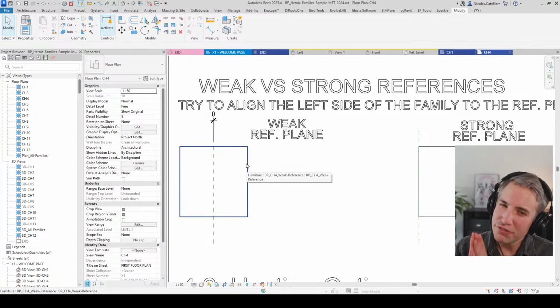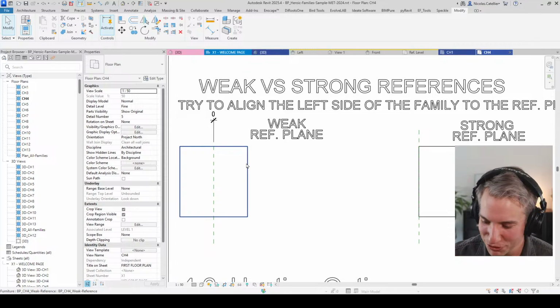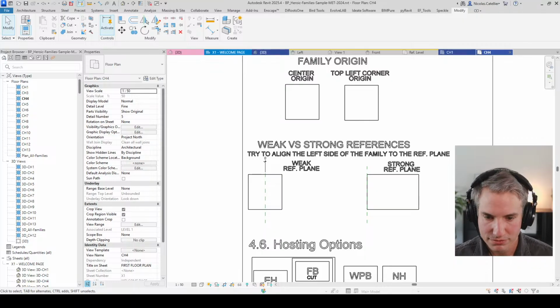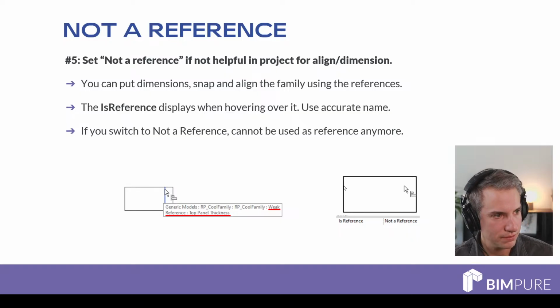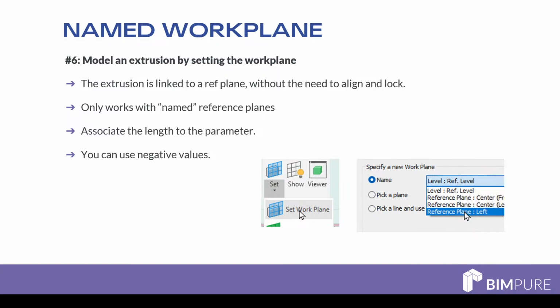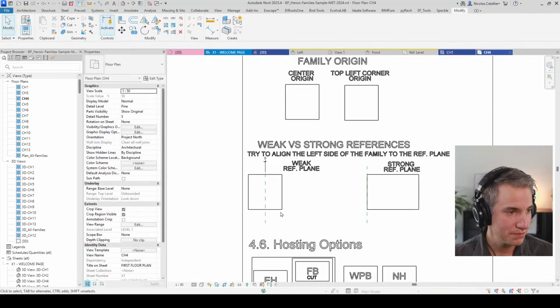So whenever I finish a family, I always ask myself which reference planes might be used inside of the project for dimensioning or aligning, and which ones are not helpful for that. And I set them to not a reference. Okay, and yeah, remember to put descriptive names to your reference planes. That's always helpful. Another very good reason why you should name your reference planes is that you can model elements based on named reference planes.